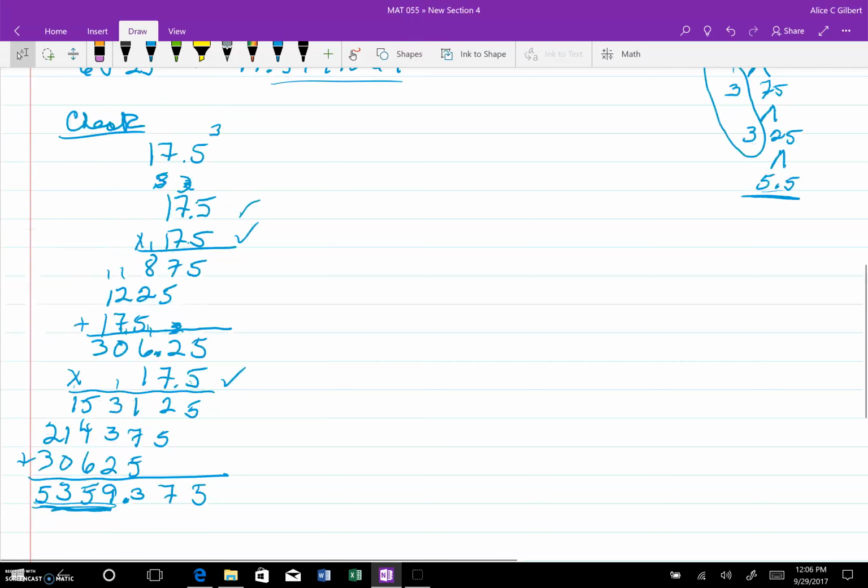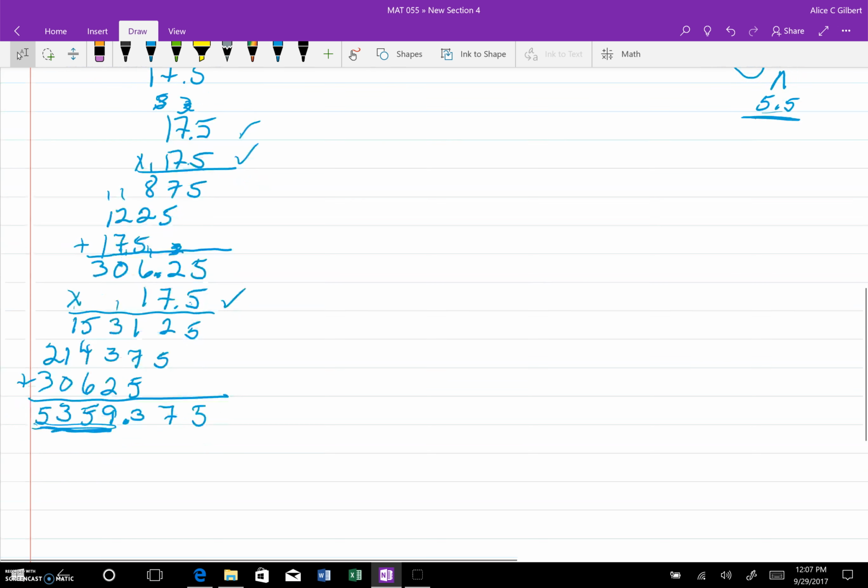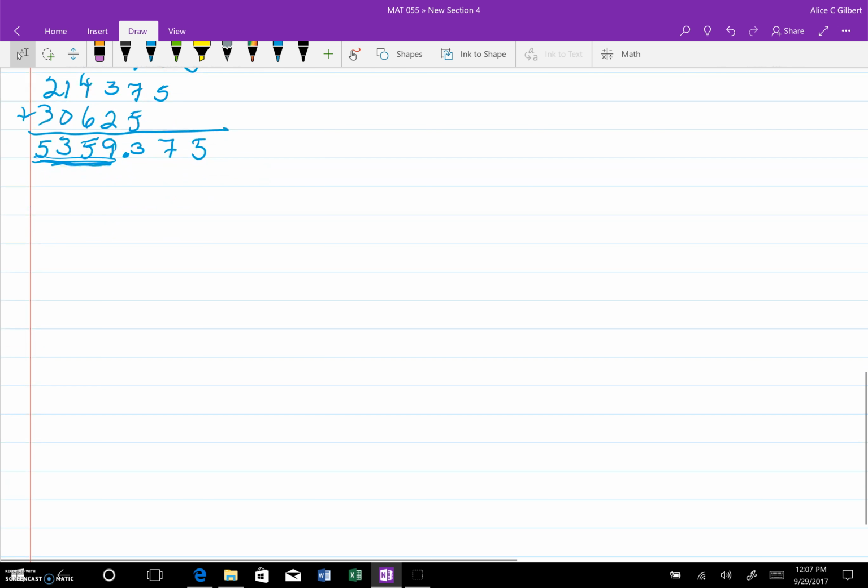So we are reducing the cubed root of 5,400 to its lowest terms, which is 6 times the cubed root of 25, and we've shown that it actually works. So we're going to be doing a bunch of these in the lessons that I'll be providing for you in this unit. So I hope this helps.